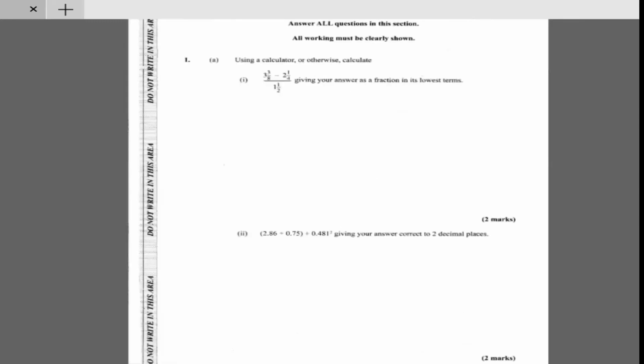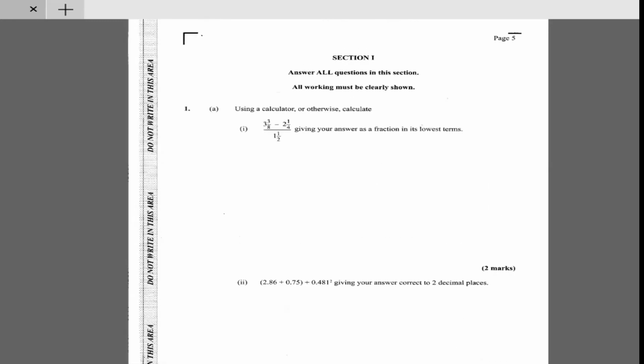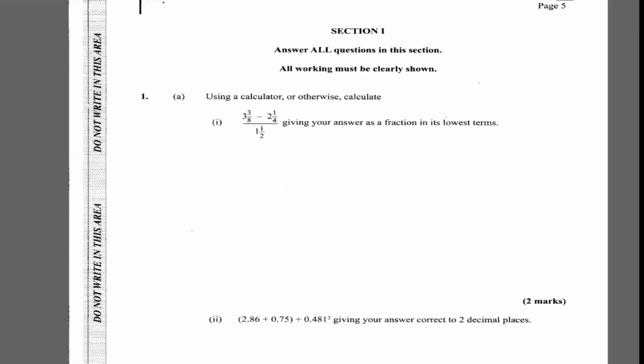So question 1, section 1. It says, using a calculator or otherwise, work out this fraction giving your answer in its lowest terms. Now, when you're doing these questions, I always say go straight to your calculator. First thing you want to work out is the numerator. Simplify the numerator. So you put in your calculator 3 and 3 over 8, and then you subtract 2 and a quarter.